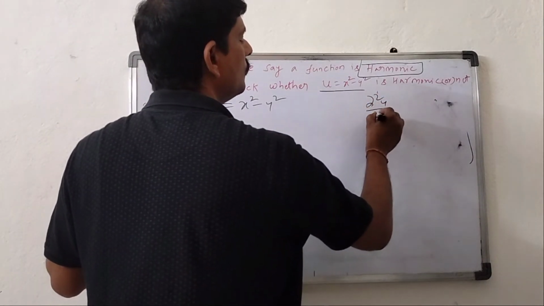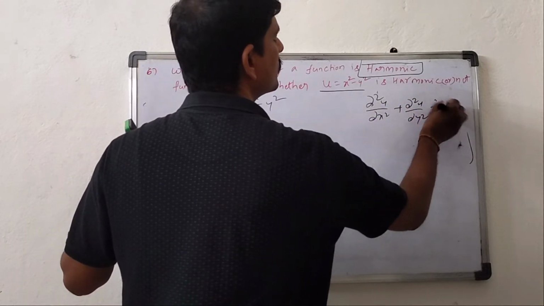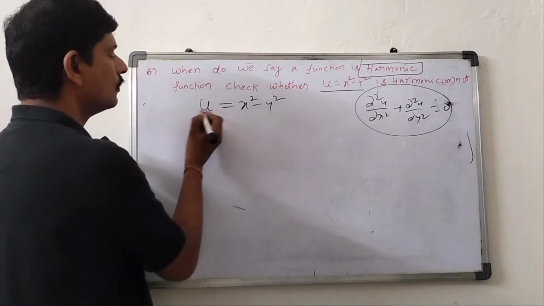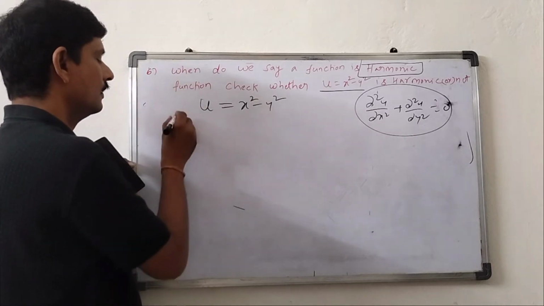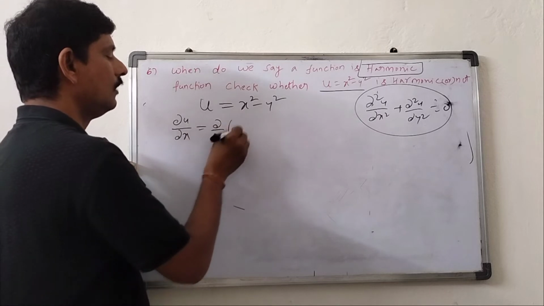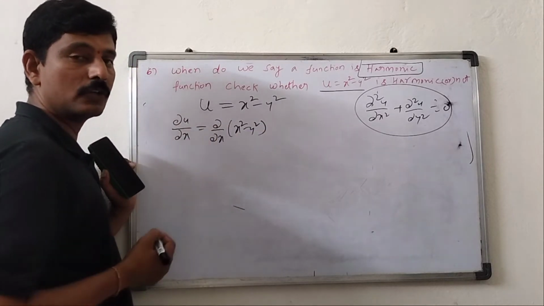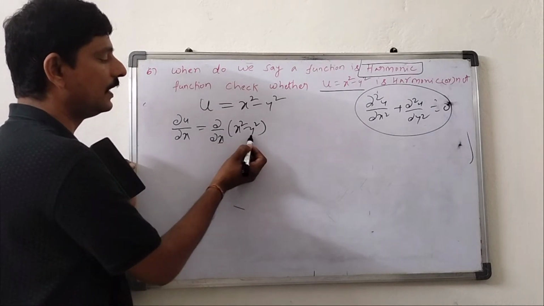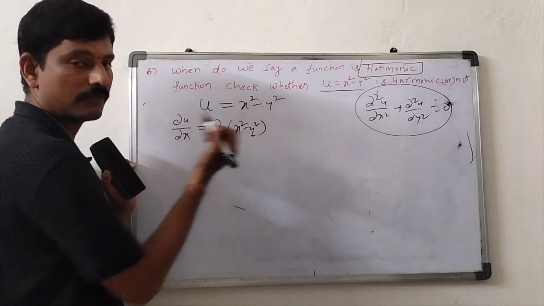Dou square u by dou x square plus dou square u by dou y square is equal to 0. Then u is said to be a harmonic function. So we have to differentiate this u with respect to x partially twice. Now doing dou u by dou x, dou by dou x of x square minus y square. Already I told you, when doing partial differentiation with respect to one variable, treat the other variable as constant. The remaining rules are just like ordinary differentiation.